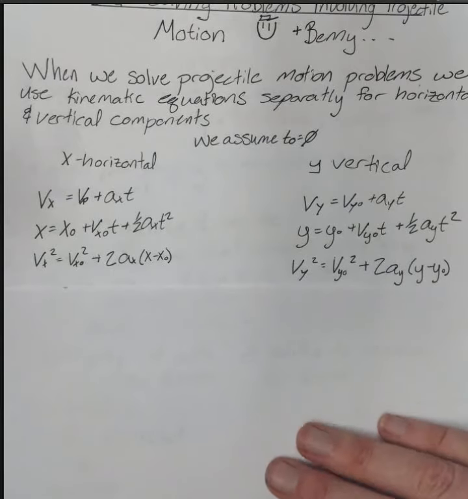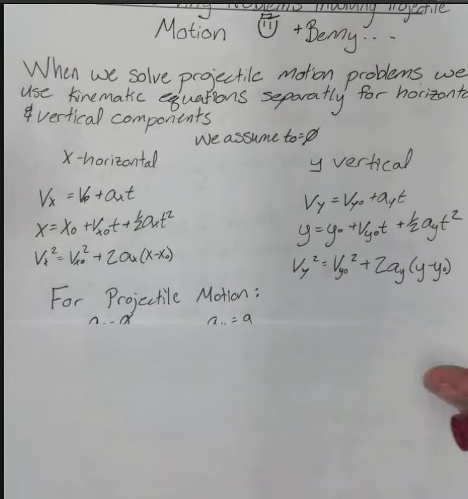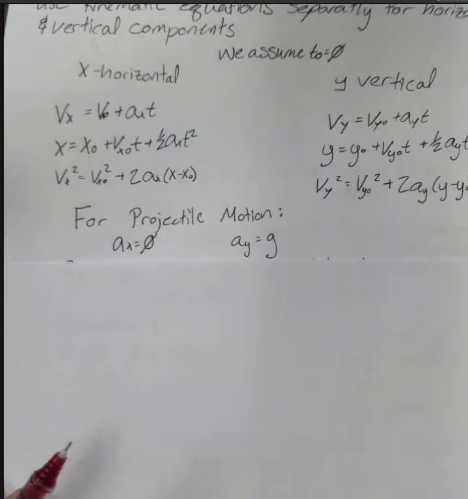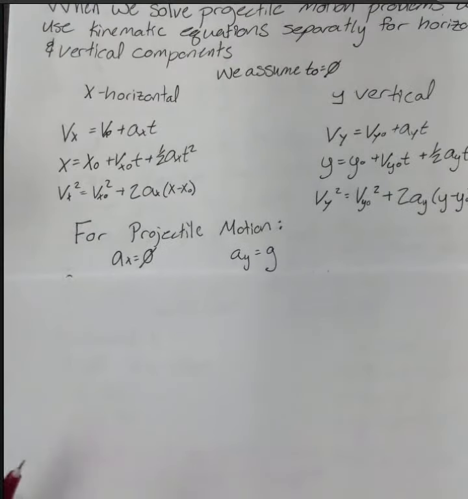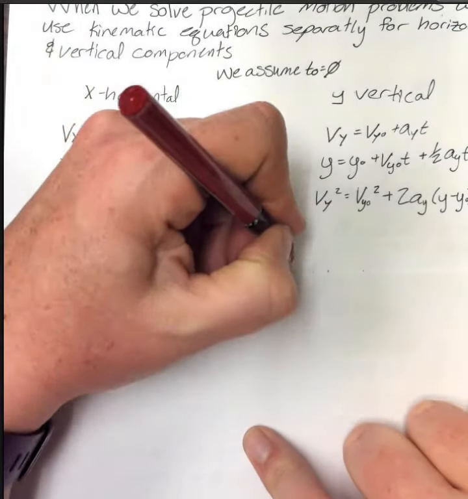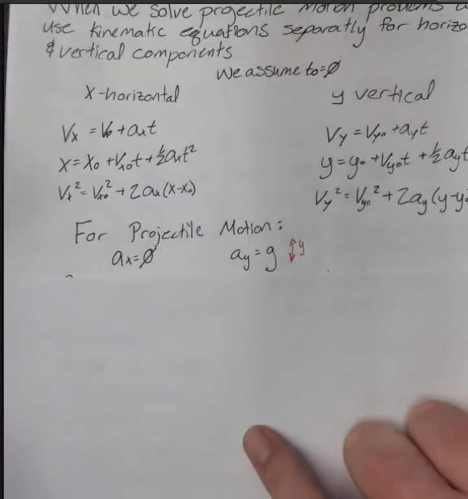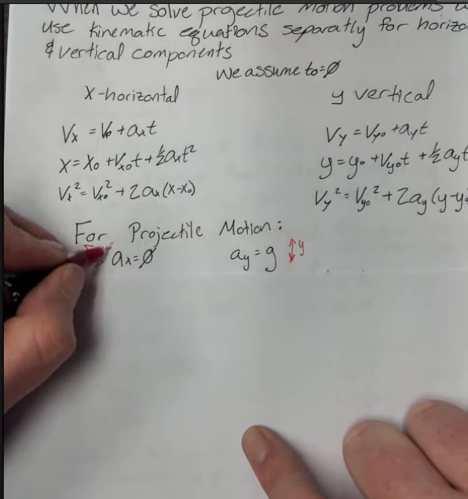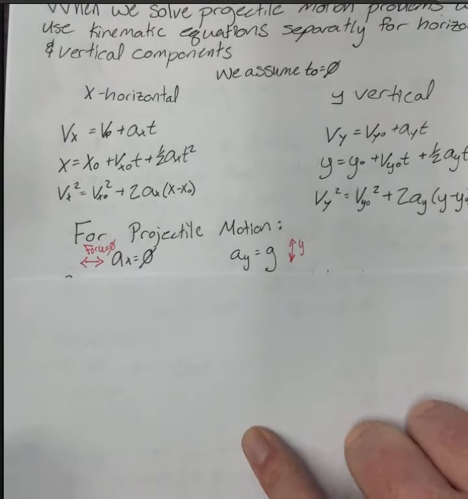A few things will always be true in kinematics. For projectile motion, our acceleration in the x direction will always be 0, and our acceleration in the y direction will always be gravity. Why is this true? Well, it's because gravity only works in the y direction. And in the horizontal direction, there are no forces acting on the object, so there will be no acceleration.